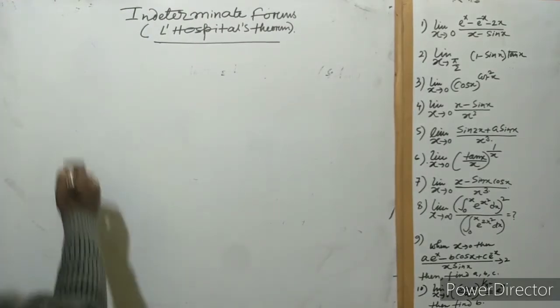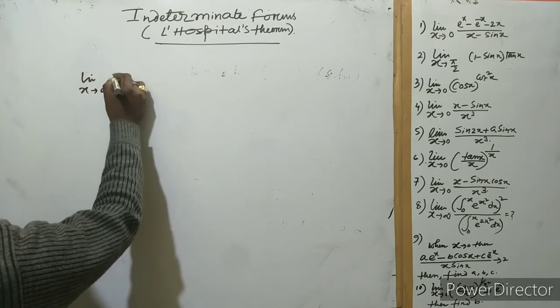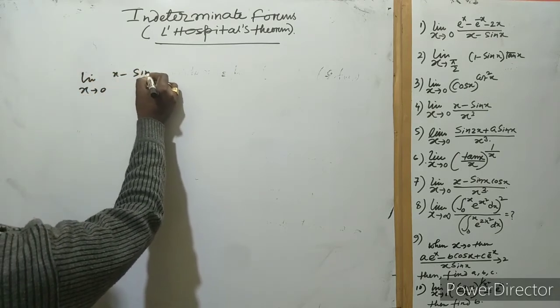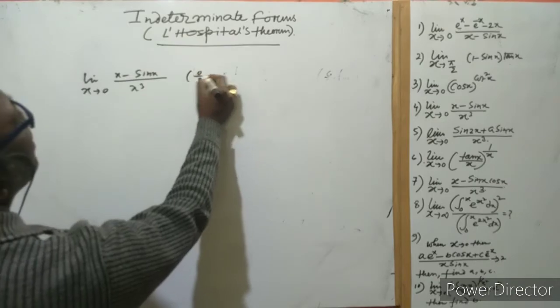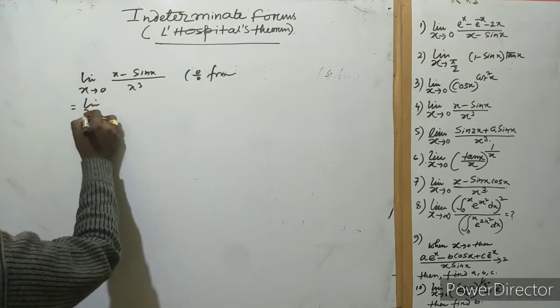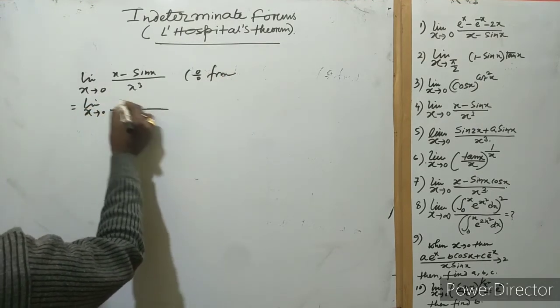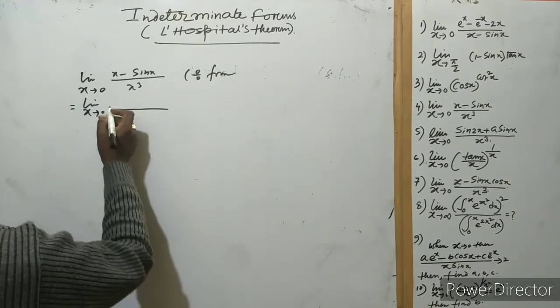This is your fourth, limit x tends to 0, (x minus sin x) by x cube. See, this is 0 by 0 form. We can apply the L'Hospital rule. We need to write here, we apply the L'Hospital rule. This is the indeterminate form, so we can apply the L'Hospital rule.